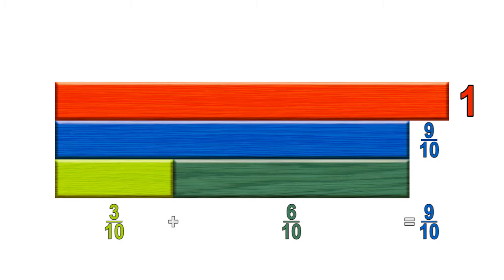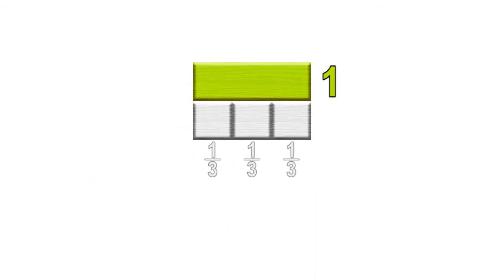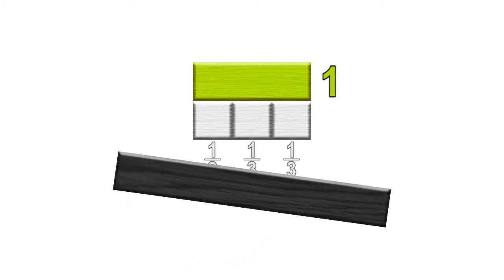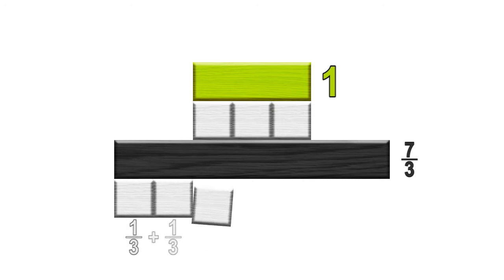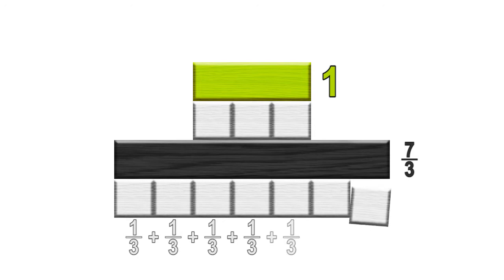Now let's apply this same concept to fractions greater than 1. If the green rod equals 1, then the white pieces are 1/3. This black piece is 7/3. The unit equation is 1/3 plus 1/3 plus 1/3 plus 1/3 plus 1/3 plus 1/3 plus 1/3 equals 7/3.